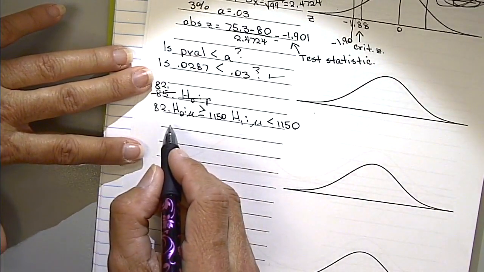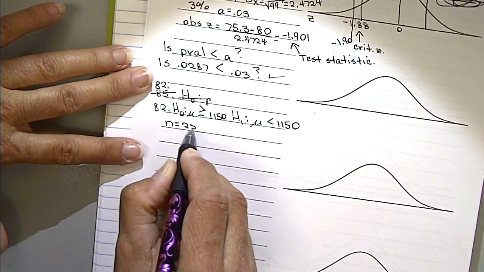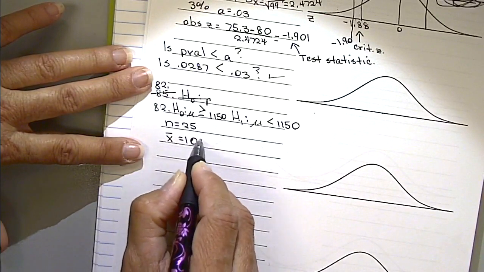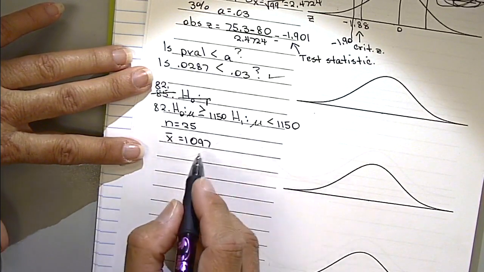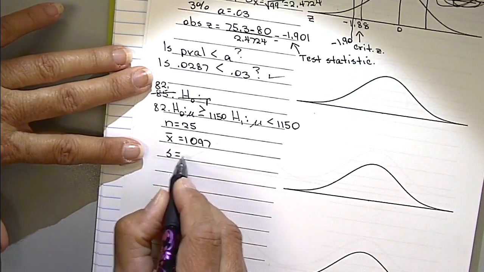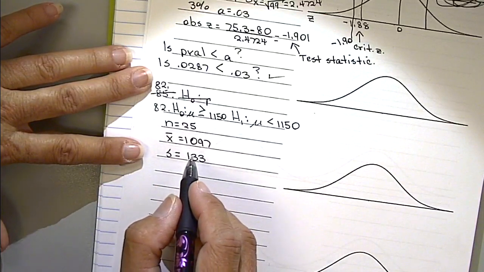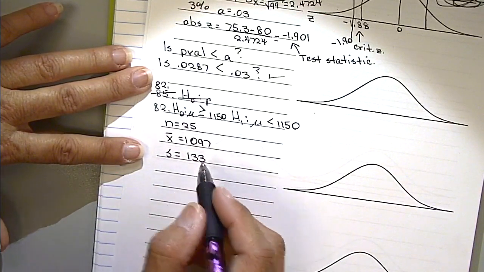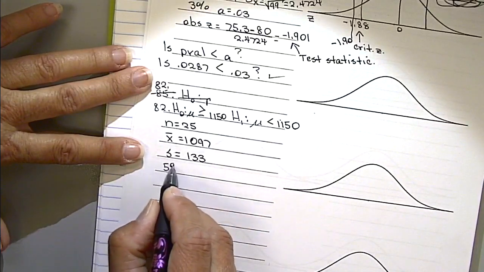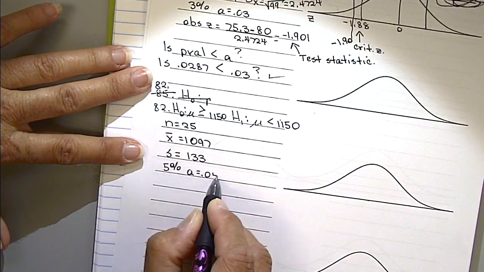Now, and then it gave us some other stuff. It said there was a sample of 25 light bulbs taken, and that sample produced a sample mean of 1097. Certainly sounds like they have grounds for saying this. And they gave a sample standard deviation of 133. And they want to test the hypothesis that the light bulb is less than that, and then the significance level is 5%. So alpha is equal to 0.05, isn't it?